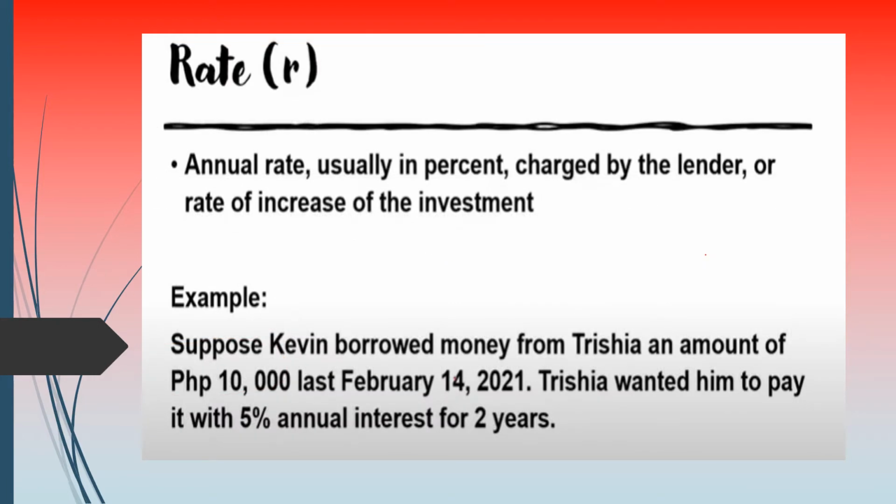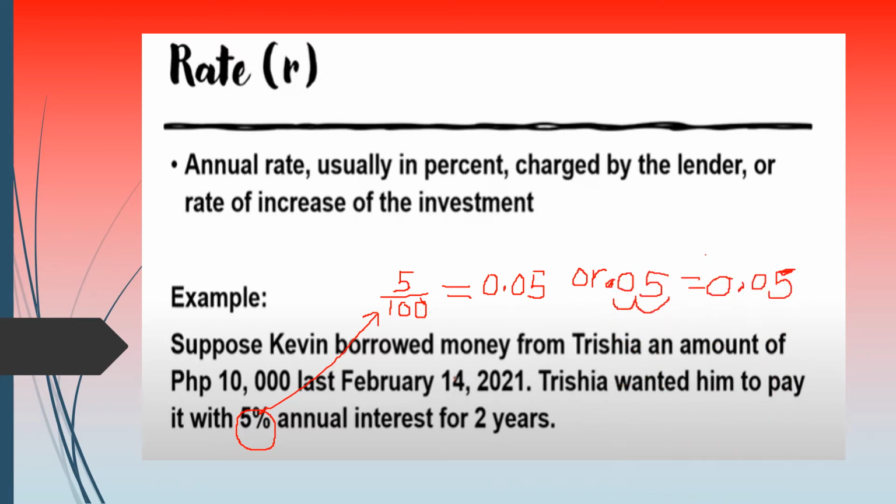Rate. Rate is denoted by small letter r. By definition, an annual rate, usually in percent, charged by the lender, or rate of increase of the investment. In this example, rate here is 5%, which is equivalent to 5 over 100 or 0.05. Or else, 5 is being moved 2 decimal places to the left for you to get 0.05.